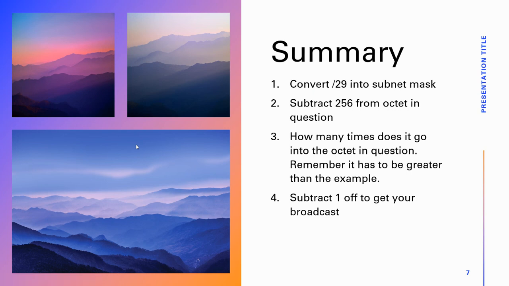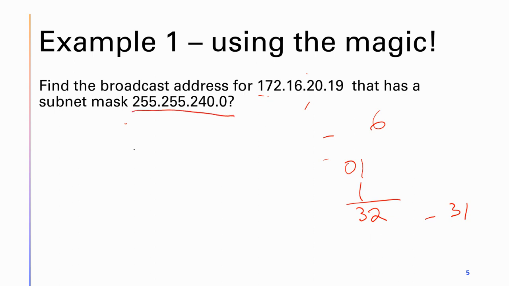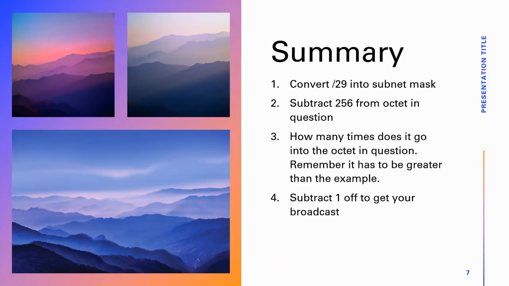So let's summarize this, shall we? We got to convert. Most of the time, you'll be given them in CIDR notation because they want to play with you. They don't want to make it easy, right? If they made it easy, everybody could do it. So you got to convert the 29 into a subnet mask, like we did in this example, 248. And then find the number you subtract from 256, with the octet.